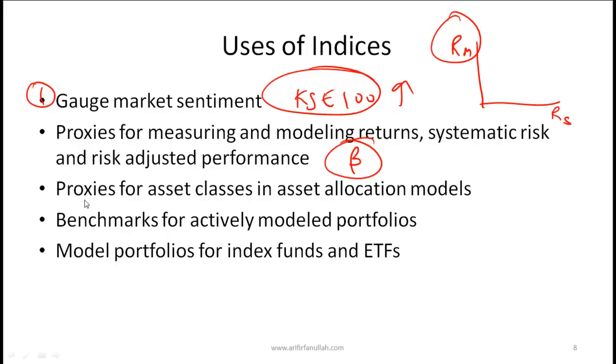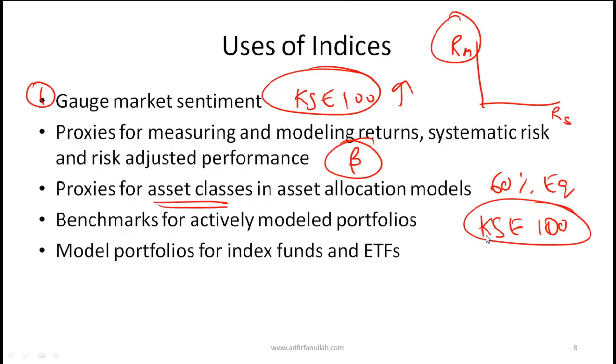The indices are also proxies for asset classes in asset allocation models. What this means is, let's say that in Pakistan, if we talk about the equity asset class, a given investor wants to put 60% of his money into equities. What does that mean? One simple thing to do is to simply take 60% of your client's money and put it in the stocks that are in the KSE 100. So the KSE 100 essentially provides a proxy for the whole equity asset class in Pakistan.